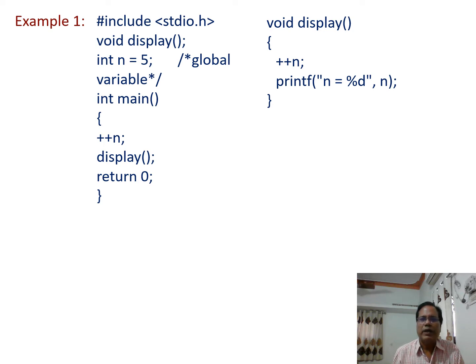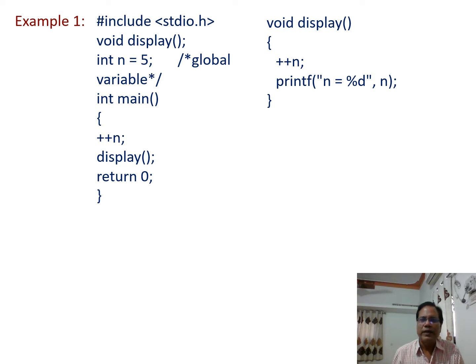An external variable, or we can also say a global variable n of integer type, is declared and initialized to a value of 5. Then in the int main function, the value of n is incremented. Here this n has already been defined and declared as an external or global variable. Its value is incremented, so its value becomes 6.